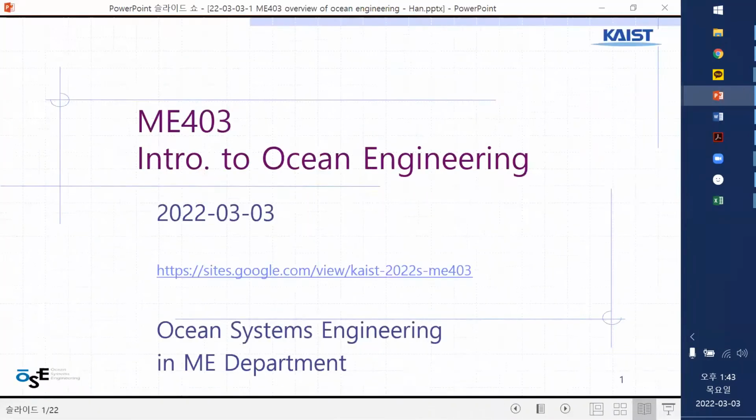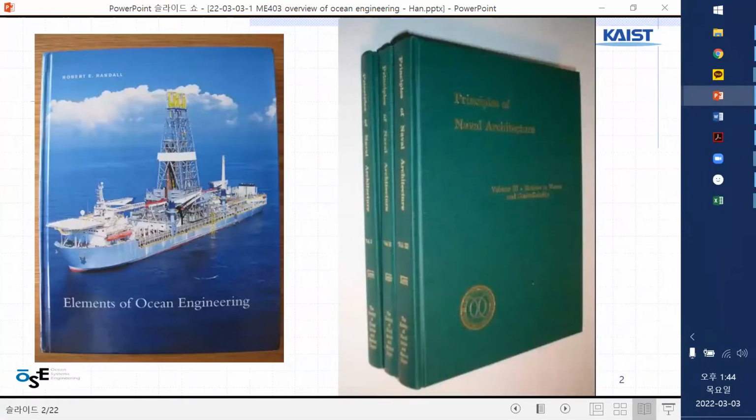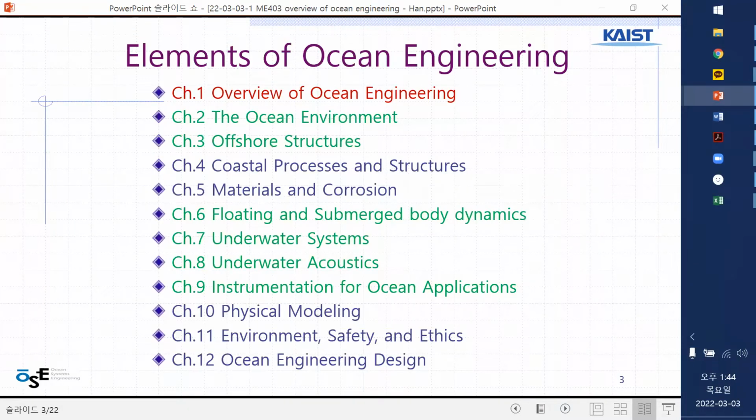Ocean engineering. So the book, okay, the left hand side, textbook two. Here are the chapter names of this book. And the green colors, we will try to cover, but not exactly. The titles are similar. So: overview, ocean environment, offshore structure, coastal process materials, floating and submerged body, underwater system, acoustics, and instrumentation for ocean application, physical modeling, safety, design. Acoustics is very interesting.